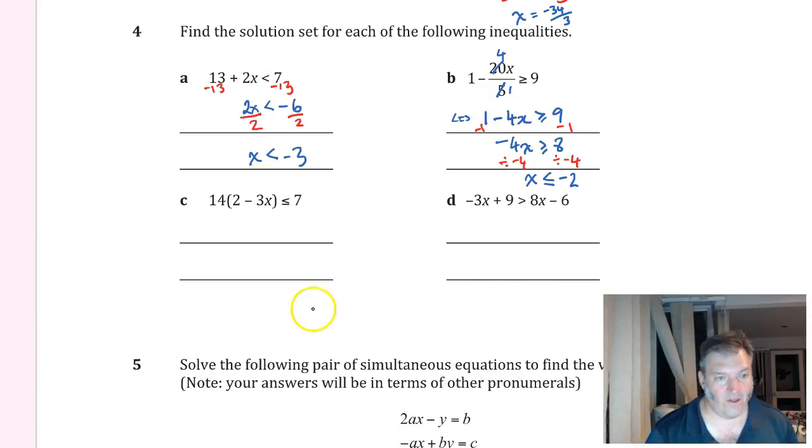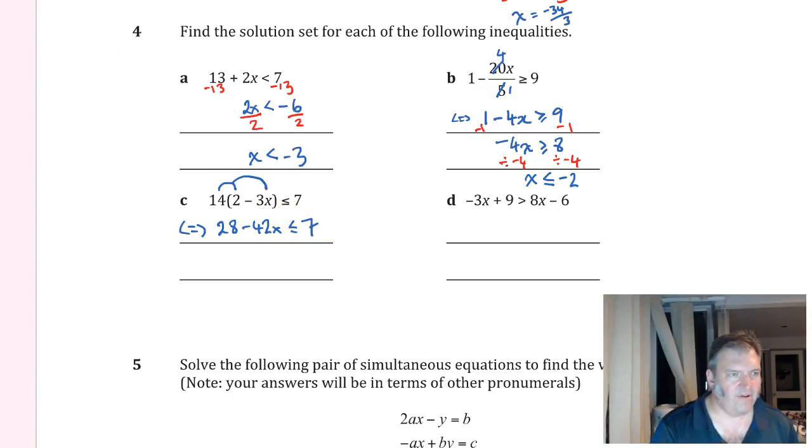There you go. Next one here, 14 times 2x minus 3 in brackets is less than or equal to 7. What do we got to do? Let's expand that bracket. I could divide by 14, but I'm going to make a fraction. We want to try and avoid that. We know that already now, don't we? 2 14s are 28. 14 by negative 3 is negative 42x, less than or equal to 7.